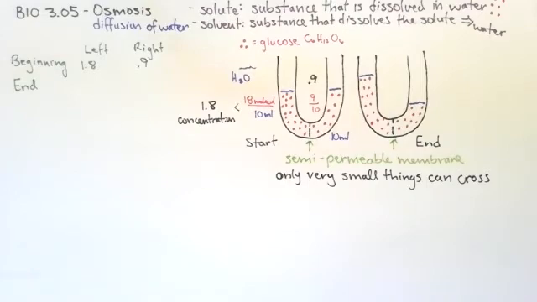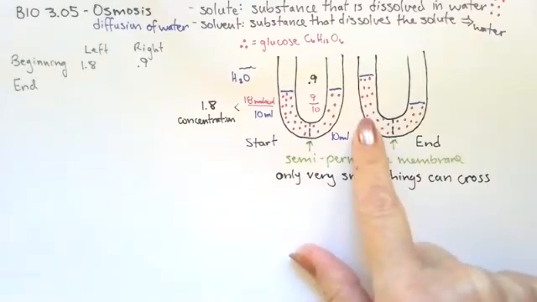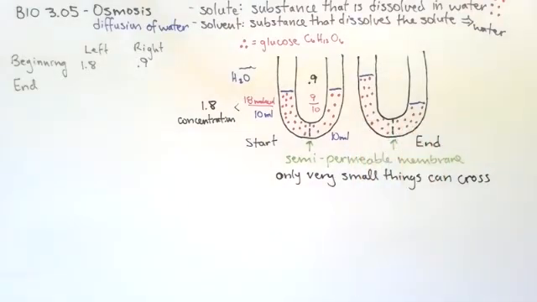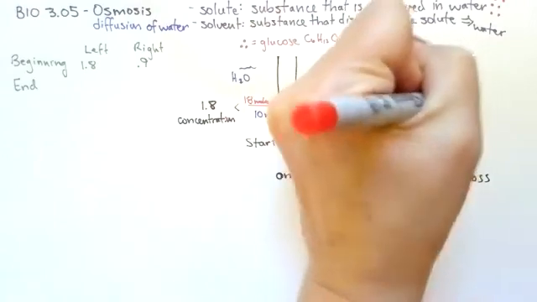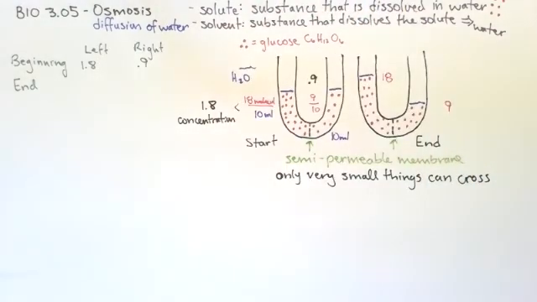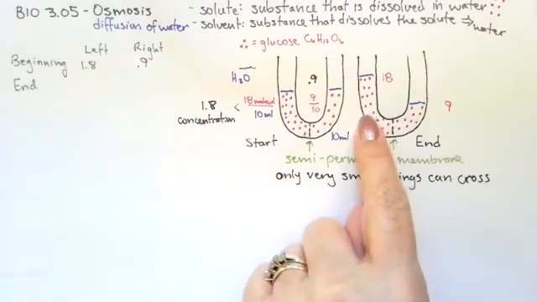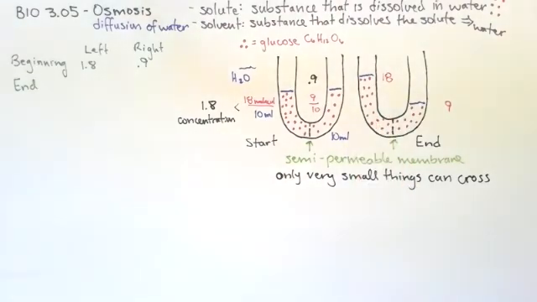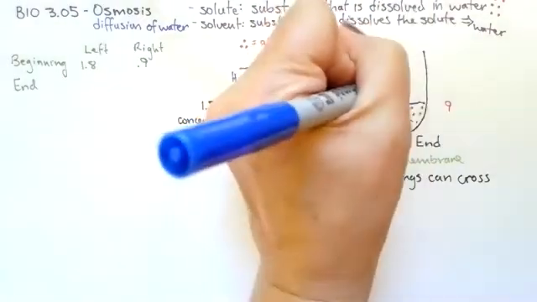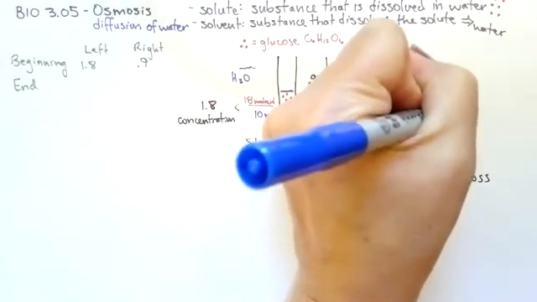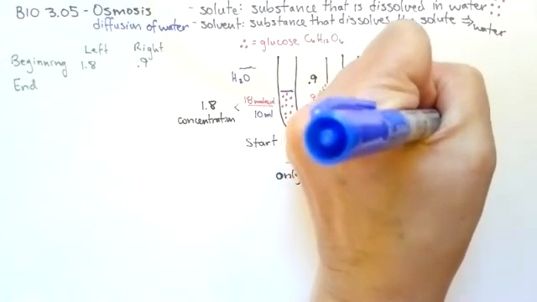What didn't change? Did you say the number of dots? I still have 18 dots on this side, and I still have 9 dots on this side. But I have different volumes of water. On this side, I have 13.5 mils of water, and on this side, I have 6.5.